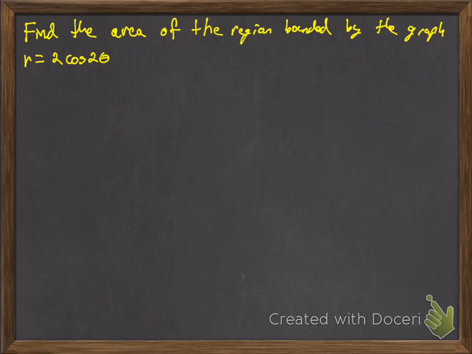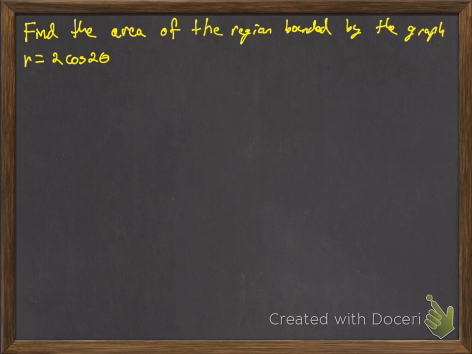Alright, in this video we're going to do another example of sketching a polar curve and then also finding the area bounded by that polar curve. So we're looking at another rose petal here. This one has 4 petals because of the 2 theta, so you'll double the 2 to get the 4. And so we'll do this similar to how we did the last video.